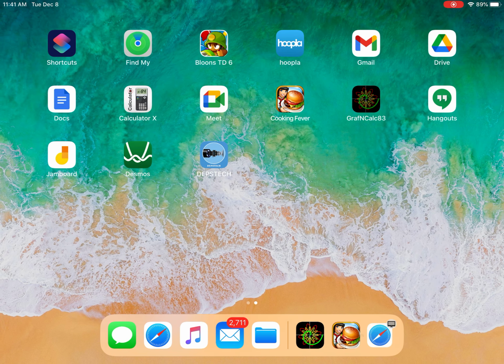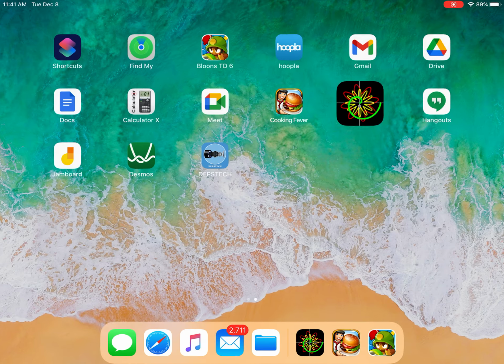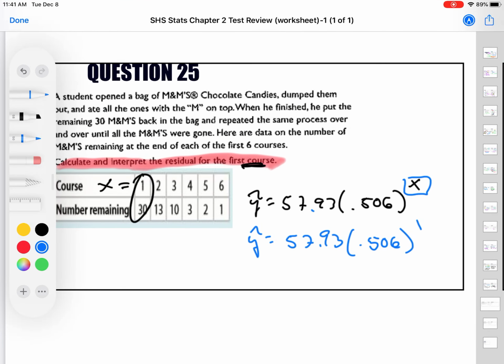57.93.5006x. Let's make sure that is in my graphing calculator. Y equals 57. Okay, so I know why. It's a rounding error, but that's okay. My numbers were slightly off, and it's because I was rounding. So if you don't round and you use the numbers here in the blue screen, you will get my predicted to be 29.31.